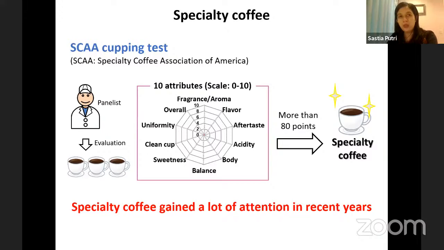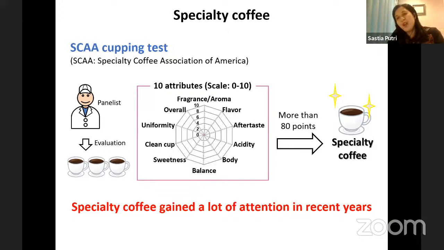So the most common method used in this cupping test analysis to determine the coffee quality is using a trained panelist. Usually it has to have a license, and we call it the licensed Q grader for Arabica coffee. And the licensed panelists usually consist of a team of 5 to 10 people. Then afterwards, we measure 10 different attributes. The attributes are written here. Each attribute will have an intensity from 0 to a maximum of 10. Then the full points will be 10 attributes times 10. If it's a full score, then 100. But if the cumulative point is higher than 80, it's considered specialty grade. Then specialty coffee gained a lot of attention in recent years.